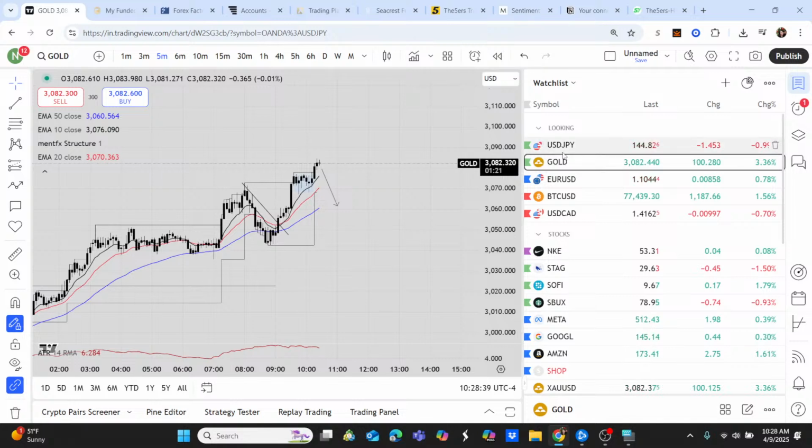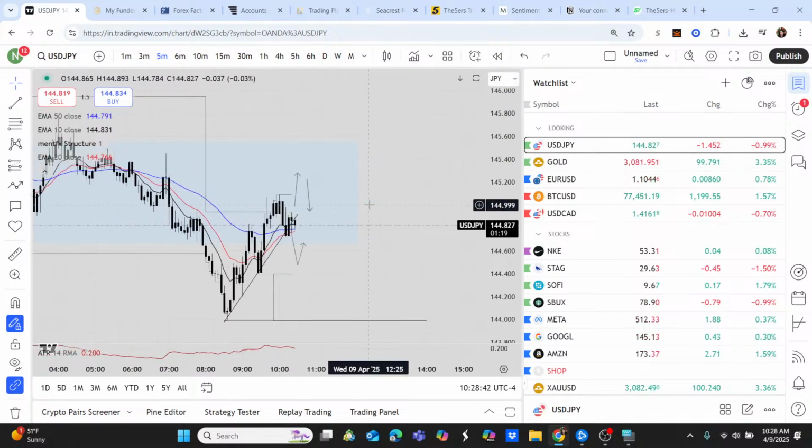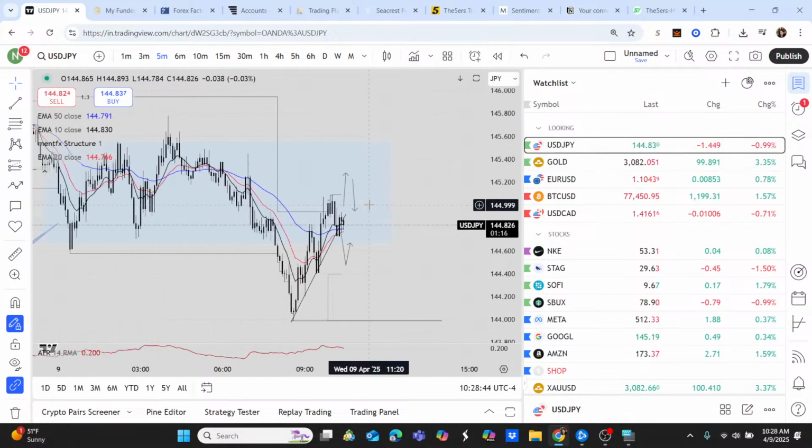So since that's gonna take a little minute, I can go back and just watch USD JPY, see if that's gonna set up first, whatever, you know.